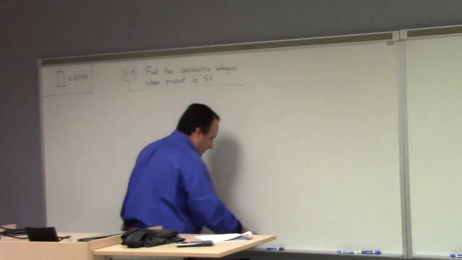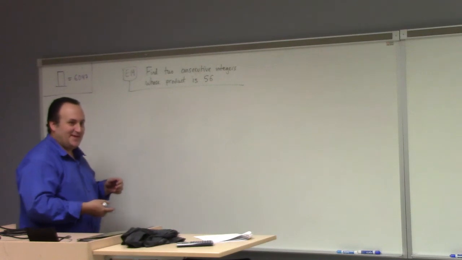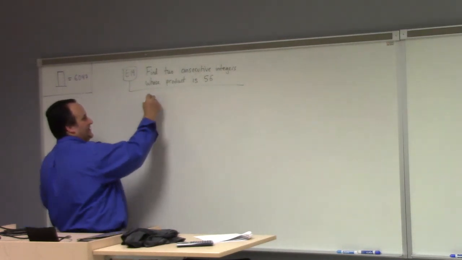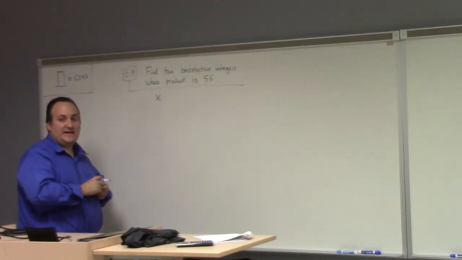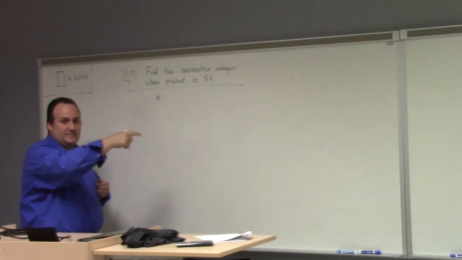Fine, let me make it harder. All right, so let's solve it with algebra, yeah? So we let one of the integers be, let's say, x, right? What's the next integer? If they're consecutive, you go what? x and then x plus.